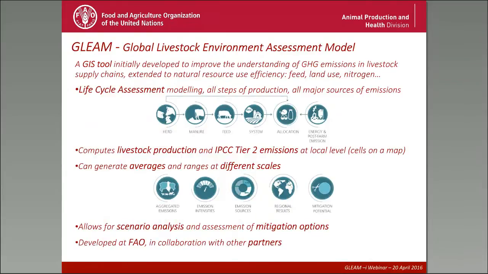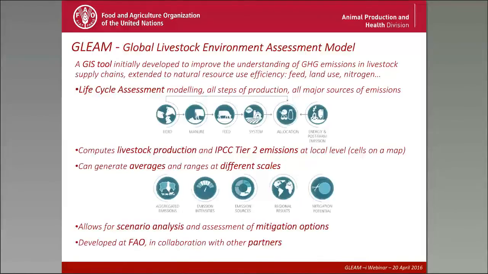So GLEAM, the Global Livestock Environmental Assessment Model, is a GIS tool that was initially developed to improve our understanding of greenhouse gas emissions in livestock supply chains, and that is currently extended to other environmental impacts or natural resource use efficiency assessments, for example, feed use, land use, nitrogen, and so on. It is based on the life cycle assessment approach, looking at all steps of production, all major sources of emissions, from the production of feed crops or forages, the use of fertilizers, for example, all the way to the process and transport of animal products through the different stages of production on farm, including manure management and enteric fermentation.